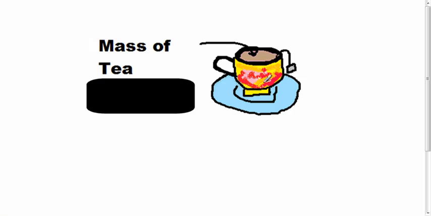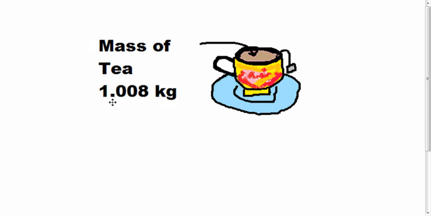If I measured the mass of this tea and I got it to be 1.008 kilograms, that would have 4 sig figs. They all reflect measurement because I've got 2 non-zero numbers and 2 zeros in between those non-zero numbers.